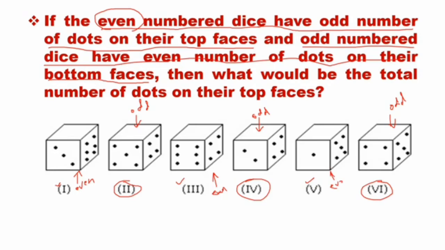We know that in the case of these cubes or dice, we have 1, 2, 3, 4, 5, and 6. These are the numbers of dots which can be imprinted on those faces. So 2, 4, and 6 are the even numbers, and 1, 3, and 5 are the odd numbered dots. So we have to think about that also. So these are the conditions. We can check the conditions separately. So these are the options: 12, 14, 16, and 18.